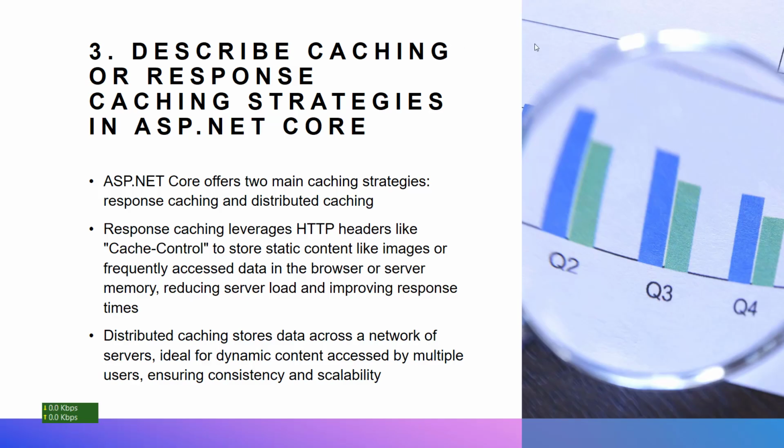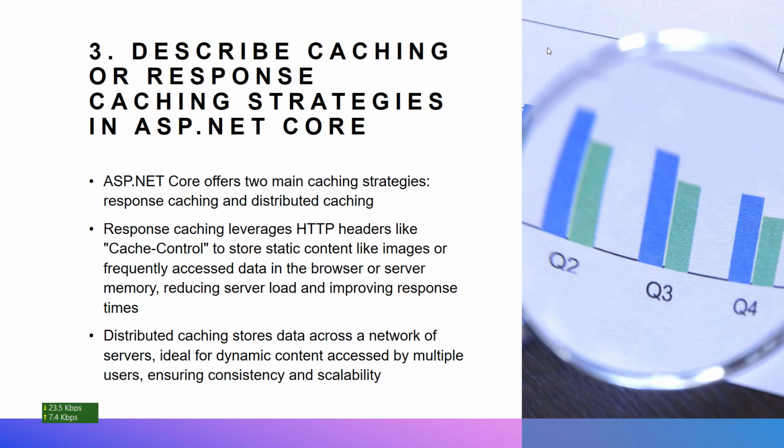Then comes question number 3 for that category. Describe the caching or response caching strategy in ASP.NET Core. So ASP.NET Core basically provides two types of caching. One is response caching and the second is distributed caching. Response caching, first I will explain that.